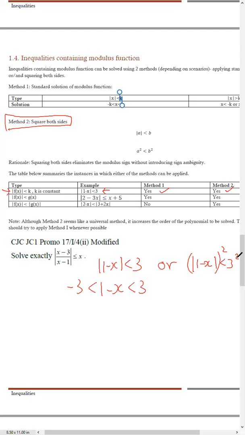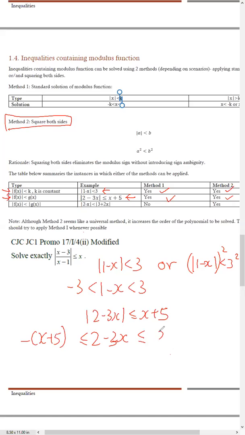Same thing if I have type 2, something like this, with two functions. I can still use method 1 or method 2. If I use method 1, it's very simple. Same thing, |2 minus 3x| less than or equal to x plus 5. It'll be 2 minus 3x between minus (x plus 5) and x plus 5. So we apply directly the same thing. Of course you can also square both sides.